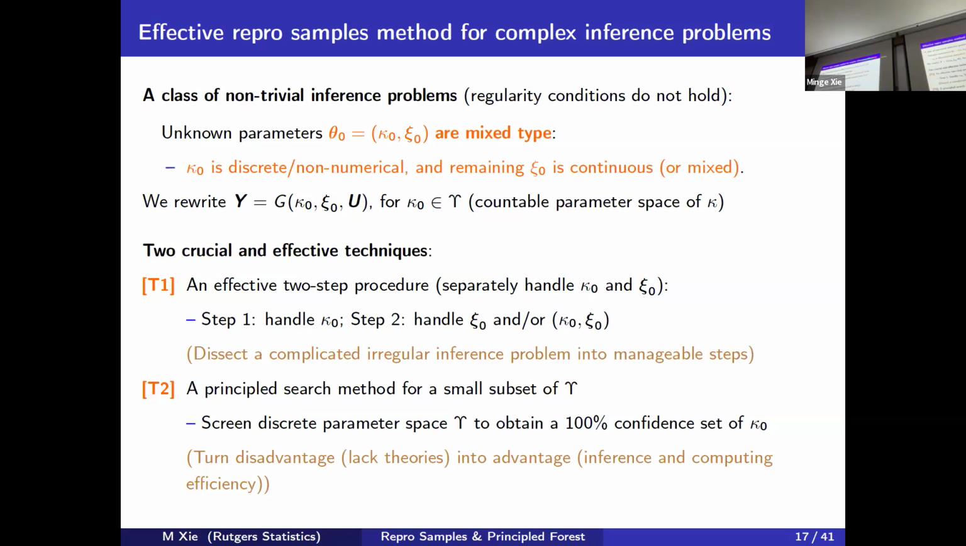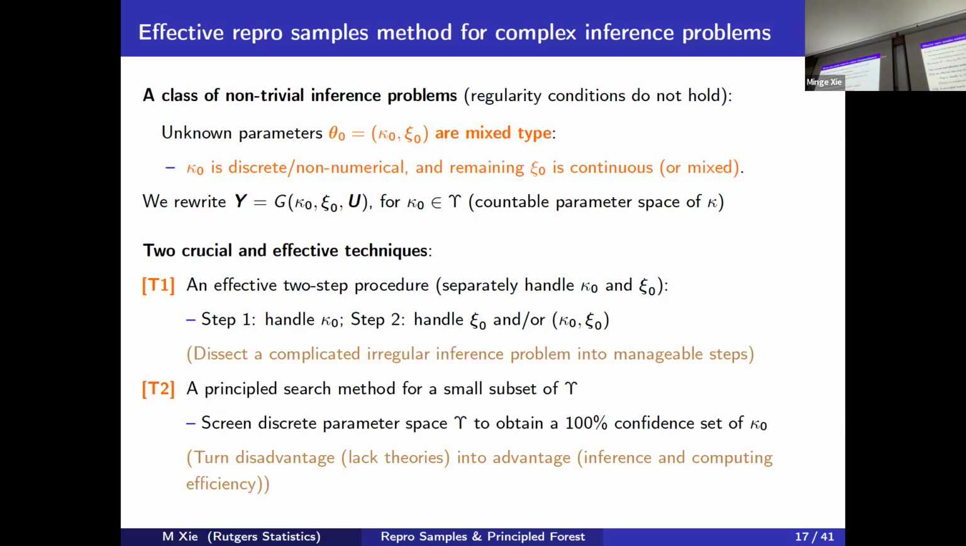The first step is that we handle the discrete parameter and get a confidence set for the discrete parameter, treating the continuous parameter as a nuisance parameter. After that, I handle the continuous parameter conditional on knowing what the discrete parameter gamma 0 is. So this dissects the complicated problem into manageable steps. That's very important.